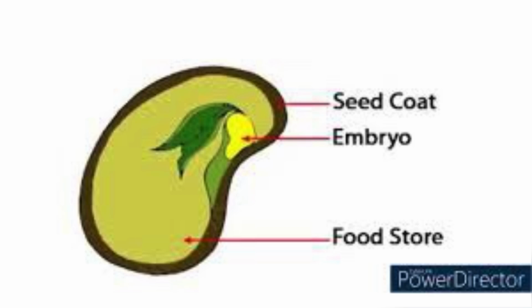Seed coat. The outermost layer of the seed is called the seed coat. It is a thin layer of cover which protects the seed from drying. The seed coat has a tiny hole through which water enters the seed.